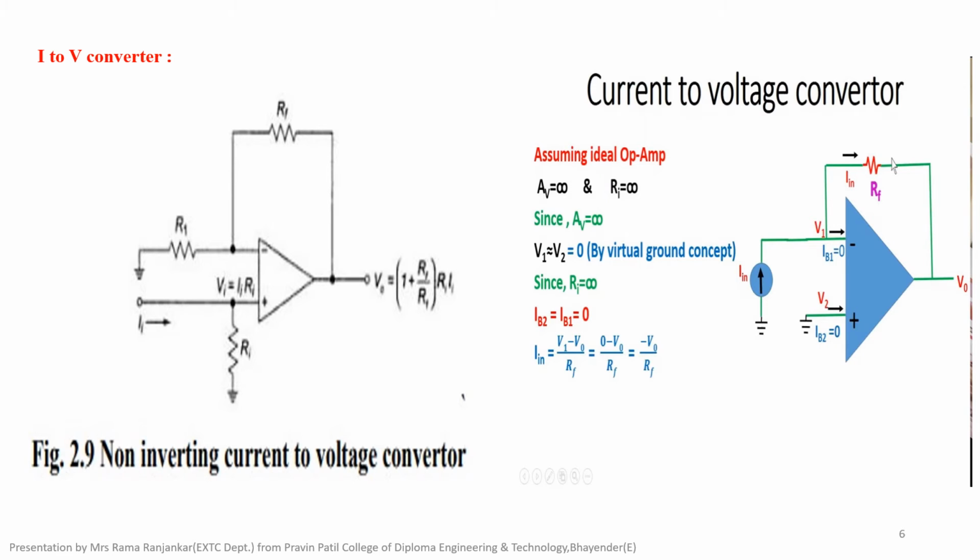This is the circuit diagram for the current to voltage converter. The current is the input to the non-inverting terminal and at the output side we get the output voltage VO.